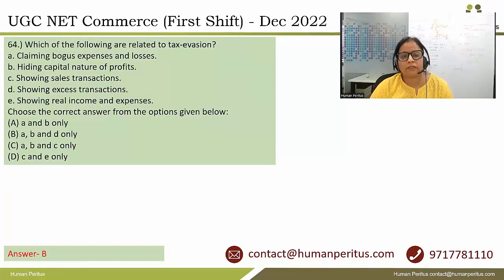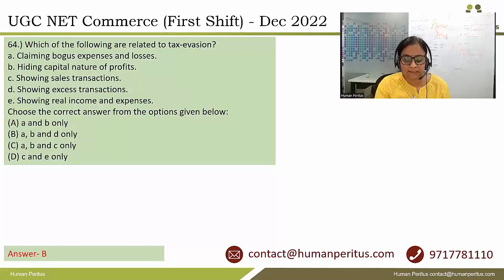Which of the following are related to tax evasion? So if we are talking about tax evasion, it means we are talking about that illegal mode of transactions which leads us to avoidance of tax, right? So if you look at the options, they themselves are giving us the hint.